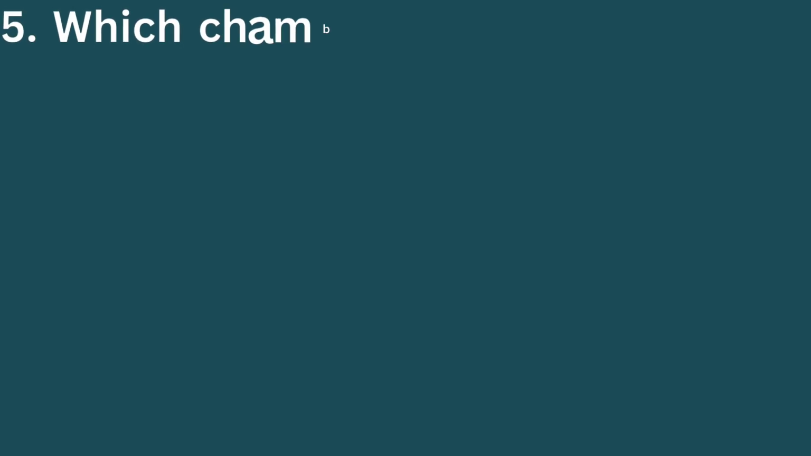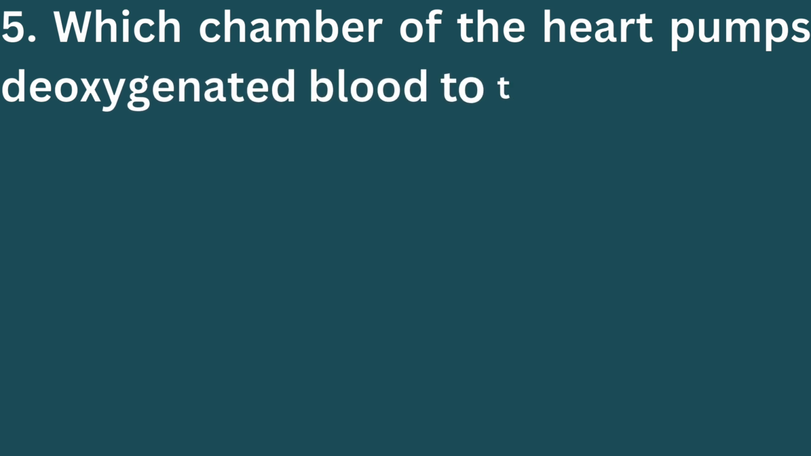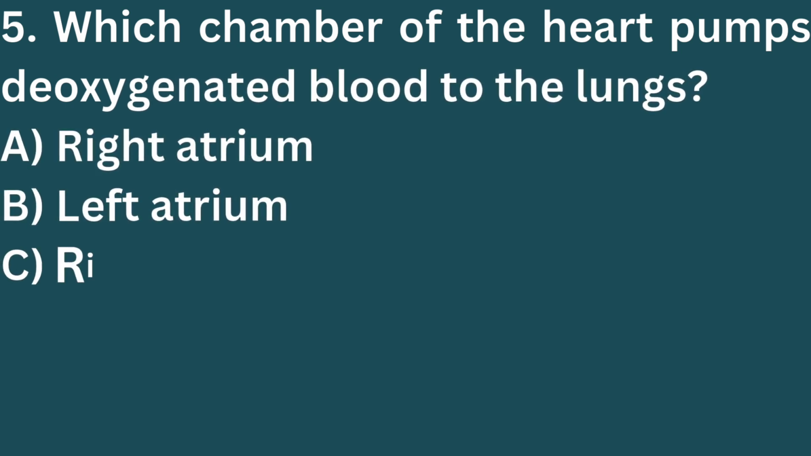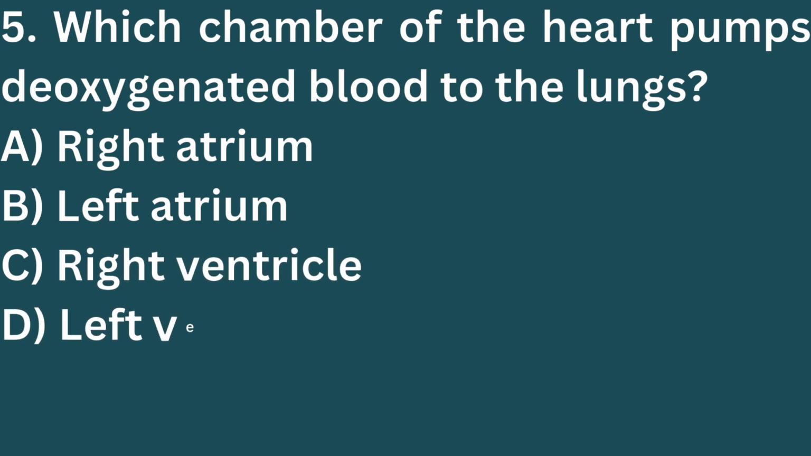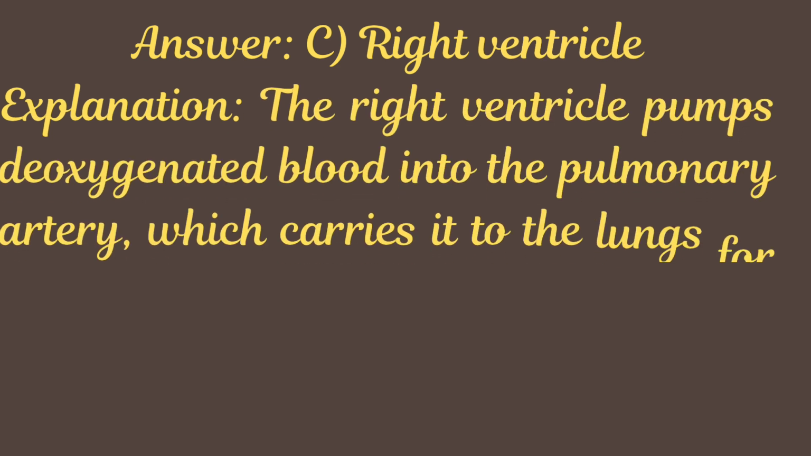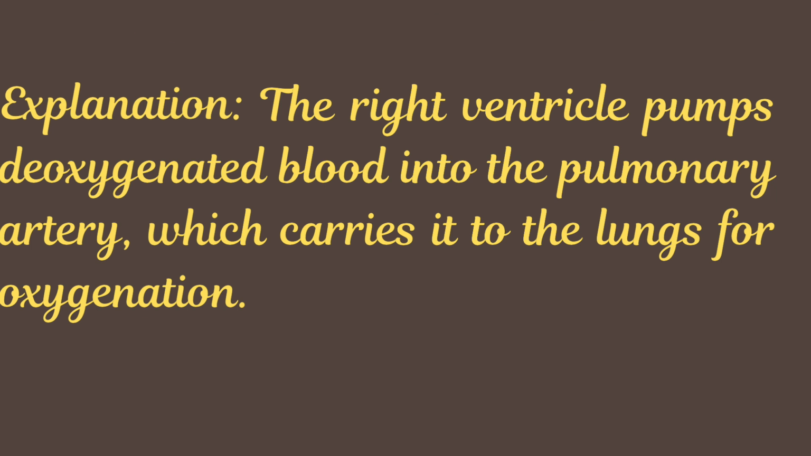5. Which chamber of the heart pumps deoxygenated blood to the lungs? A. Right atrium. B. Left atrium. C. Right ventricle. D. Left ventricle. Answer: C. Right ventricle. Explanation: the right ventricle pumps deoxygenated blood into the pulmonary artery, which carries it to the lungs for oxygenation.